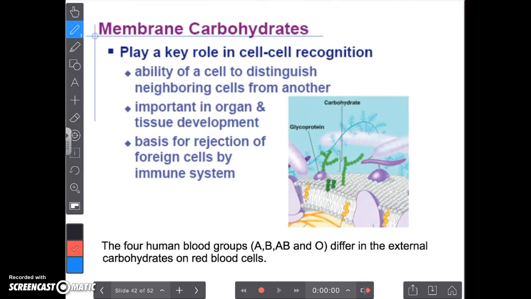They play a key role in cell-to-cell recognition, allowing cells to interact and signal to each other, important for organ and tissue development, so cells working together make tissues, tissues make organs, and so on and so forth. Now, an example is ABO blood grouping, where we have proteins on the surface of the blood cells that actually signal. So if you have A blood or B blood, or in the codominant multiple allele trait, AB blood.